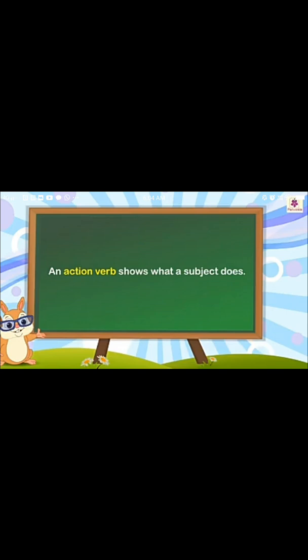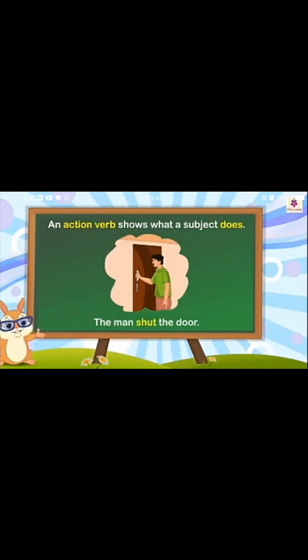It means the words that tell us what a person, animal or thing is doing are called verbs. They show action. That's why they are called action words or doing words. For example, as you can see in the picture, the man shuts the door. So the word shuts is showing action, it is an action verb. The man shuts the door.